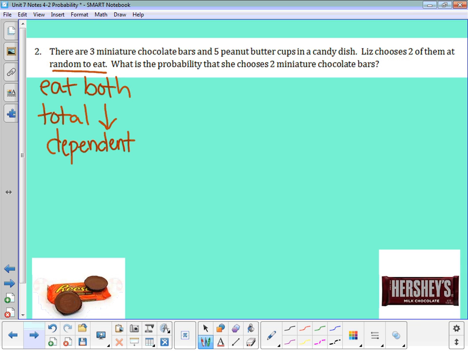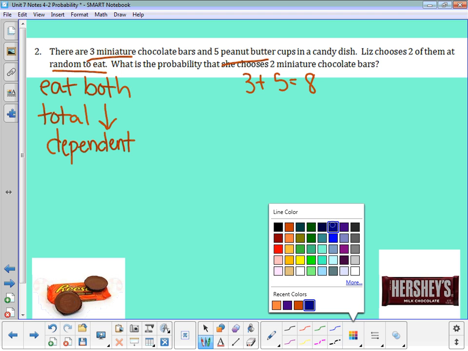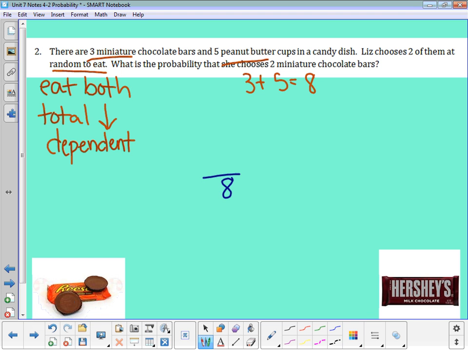Okay, so if there are 3 miniature chocolate bars and 5 peanut butter cups, that gives us 8 total. So we have 8 for our total. When we start off, we have 8 candies in the jar. Then we're going to choose 2 of them at random. We want to find the probability that she chooses 2 miniature chocolate bars.